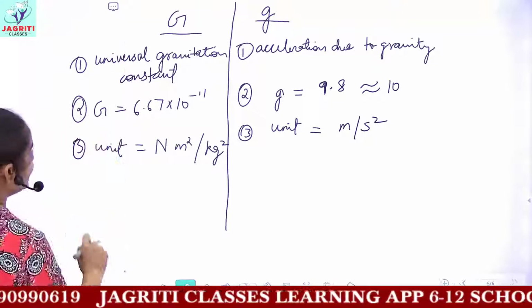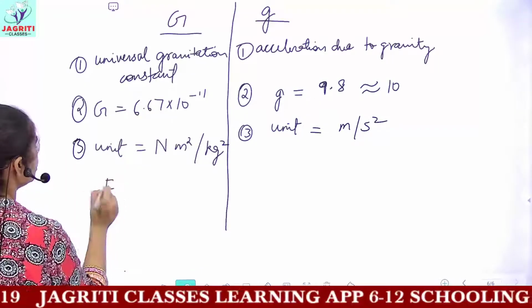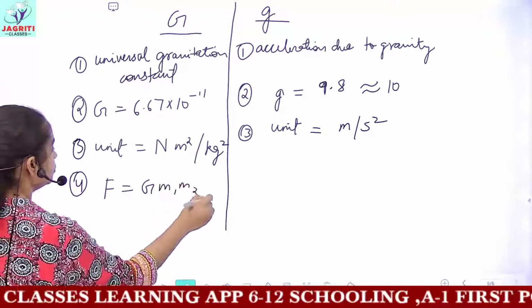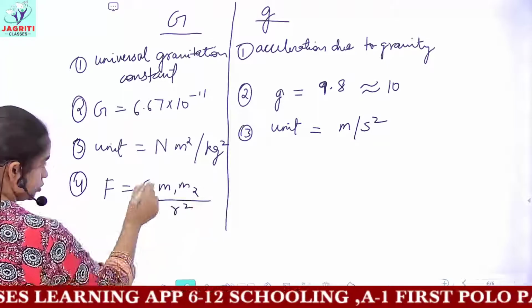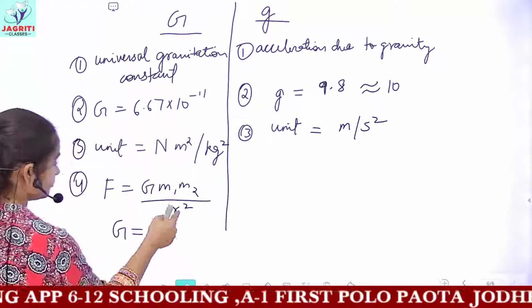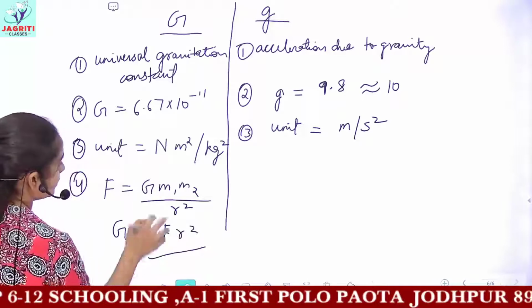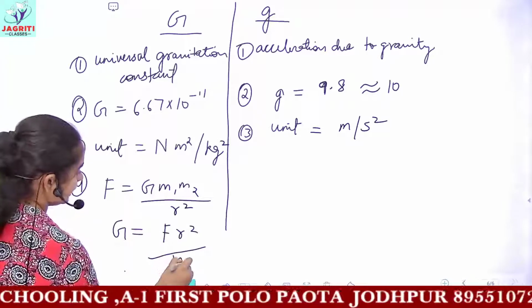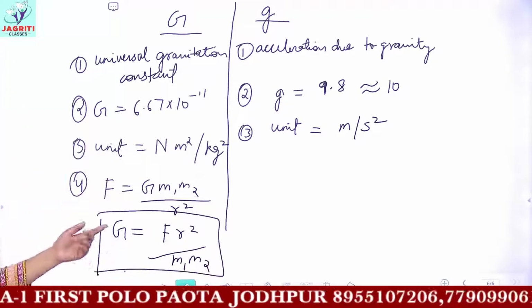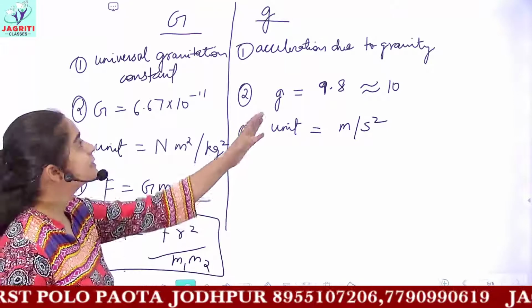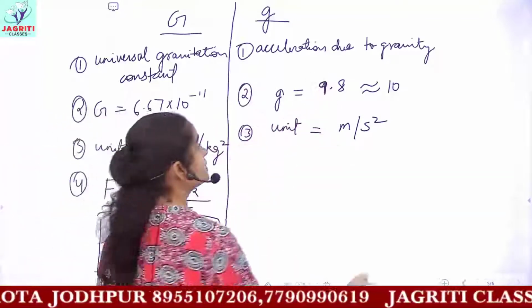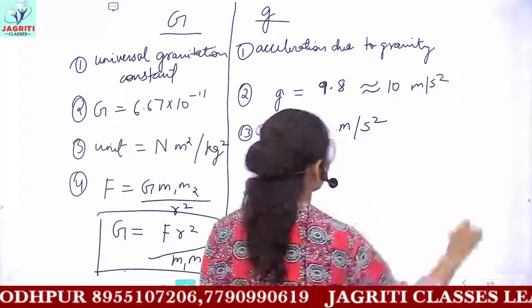And this capital G comes in the formula of force, F equals G m1 m2 divided by r square. So the formula of capital G would be F multiplied by r square divided by m1 and m2. And for this small g, we'll now discuss how this value, 9.8 or 10 meter per second square, comes.